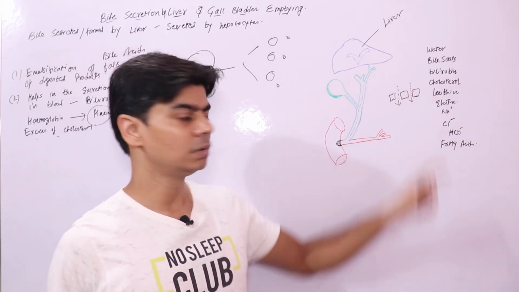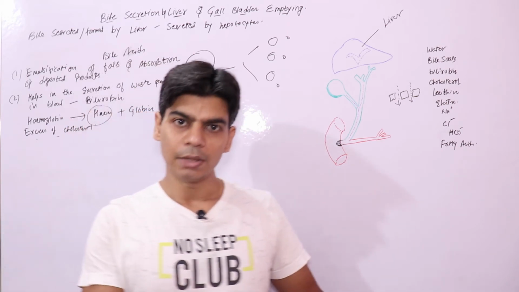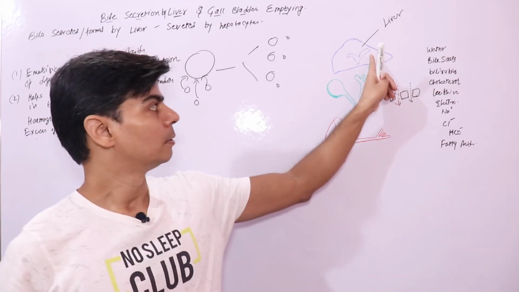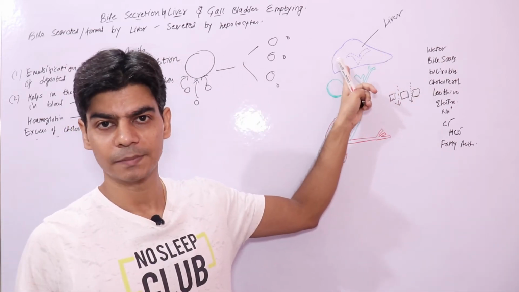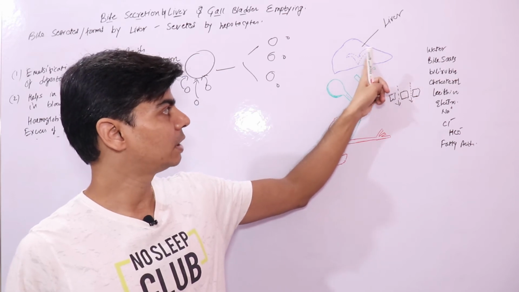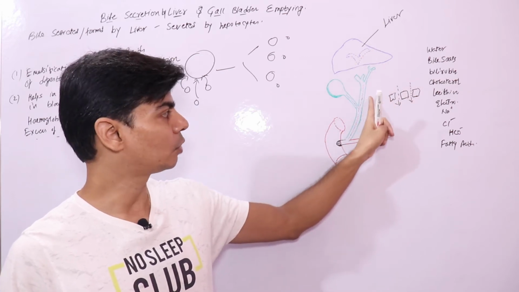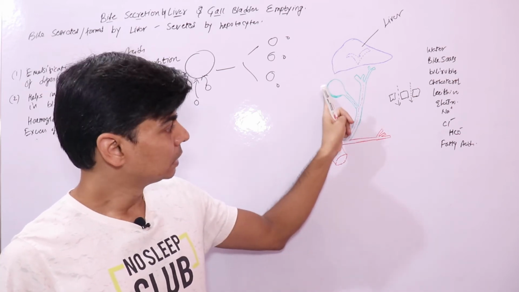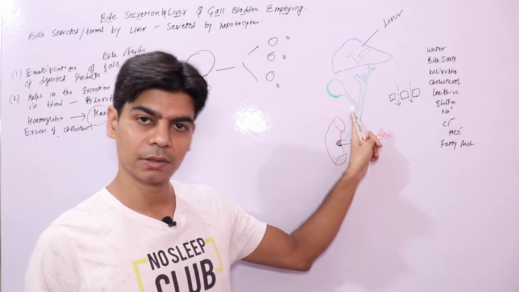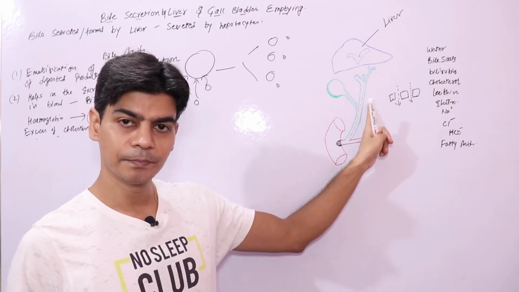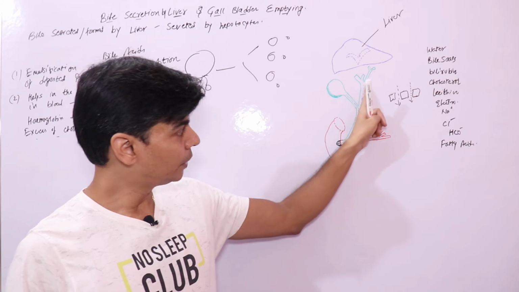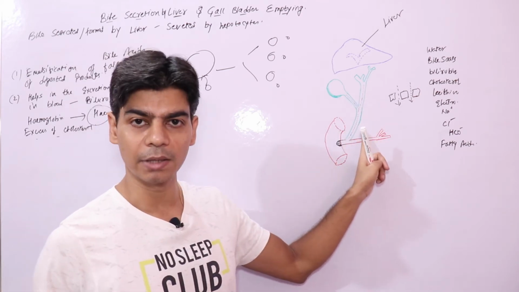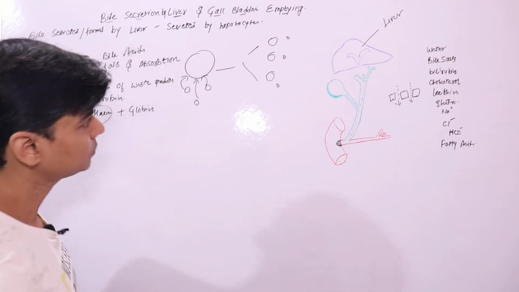Now these canaliculi will further join small ducts, and the small ducts will finally join the right hepatic duct and left hepatic duct, right? Now this right hepatic duct and left hepatic duct will form a common hepatic duct. Now you have an organ, the gallbladder, here. This gallbladder has a cystic duct. Now this common hepatic duct, when it moves further, will join this cystic duct to form the common bile duct, right? This is important.